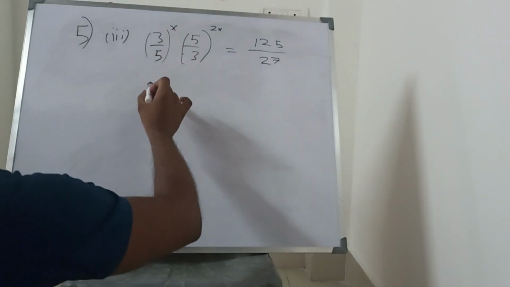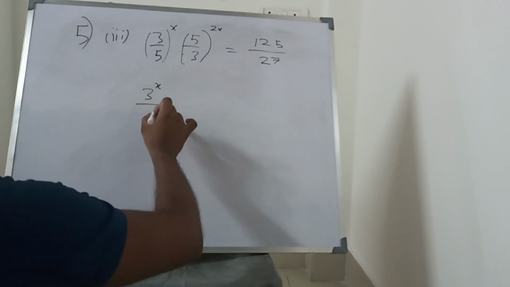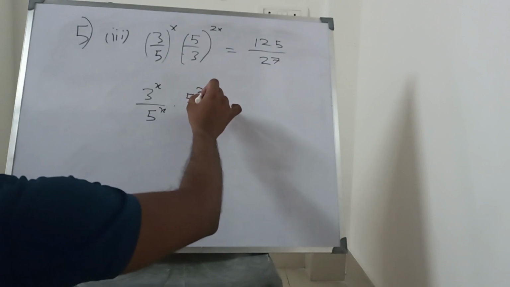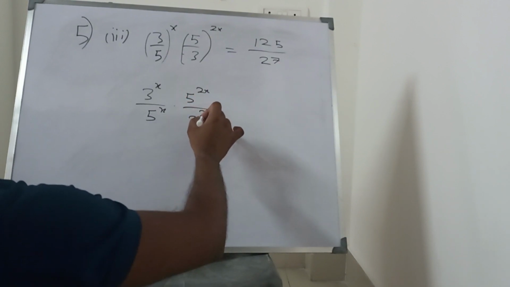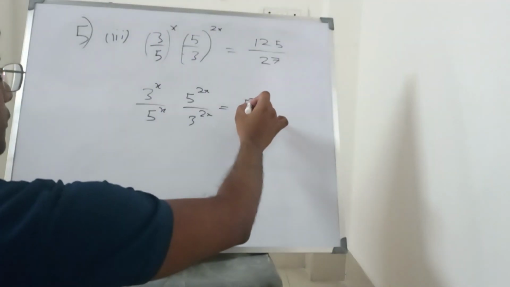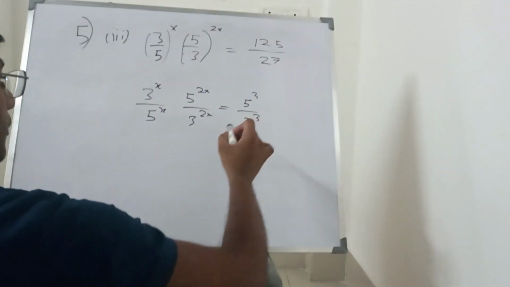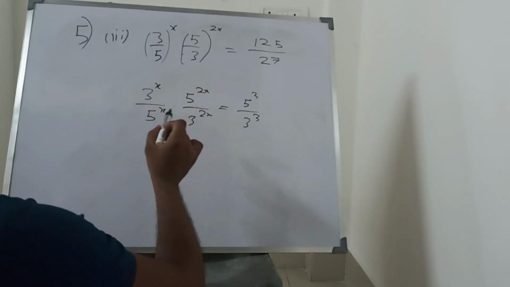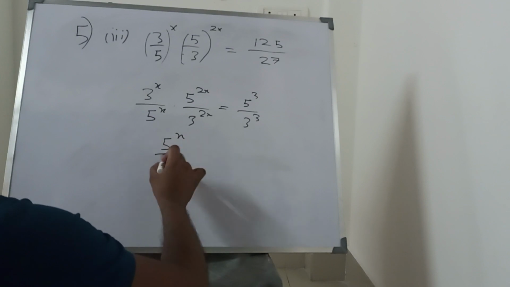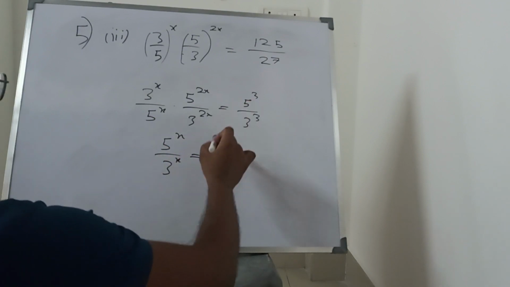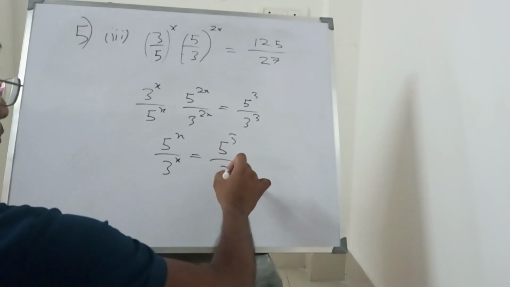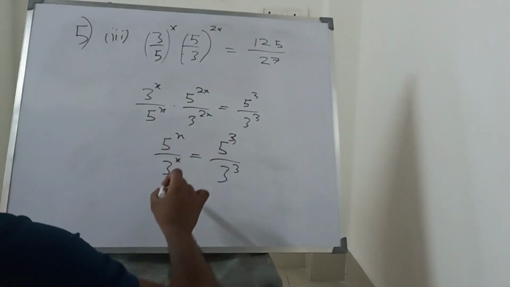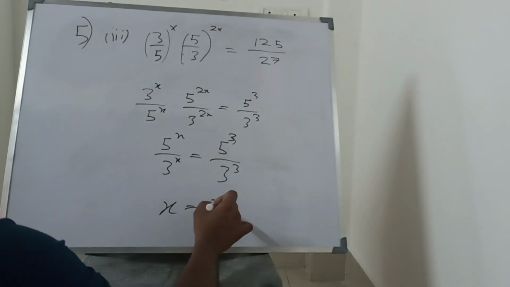So 3 to the power x divided by 5 to the power x into 5 to the power 2x divided by 3 to the power 2x equals 5 cube divided by 3 cube. So if I bring it in the numerator, it will be 5 to the power x, and this will become 3 to the power x. So 5 to the power x divided by 3 to the power x is nothing but 5 to the power 3 divided by 3 to the power 3. So I can directly compare it and find that x is equal to 3.